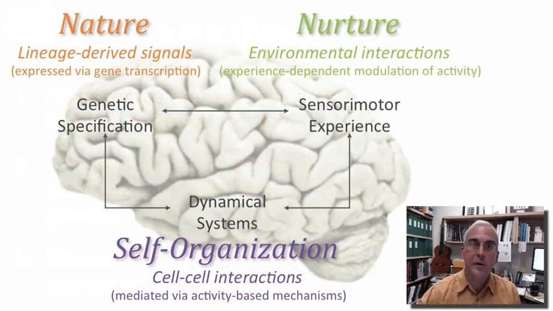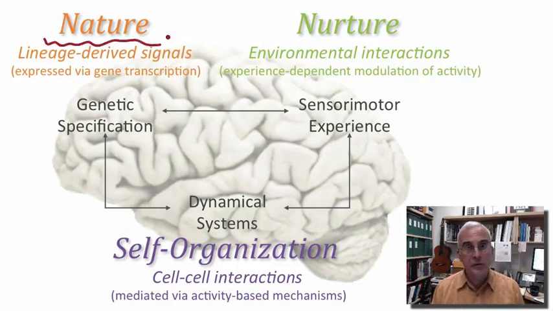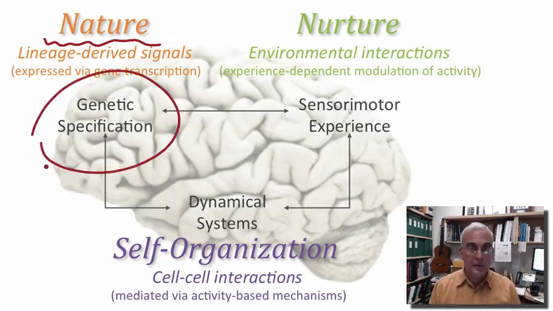Well, I would remind you of our broad framework for understanding the forces that influence the developing brain. We talked quite a bit in our last tutorial about the concept of nature in brain development. That is, the lineage-derived signals that result from the expression of particular genes. And so this influence in brain development can be considered genetic specification.